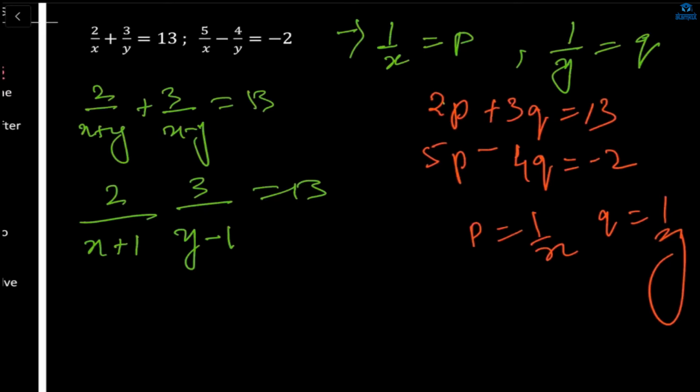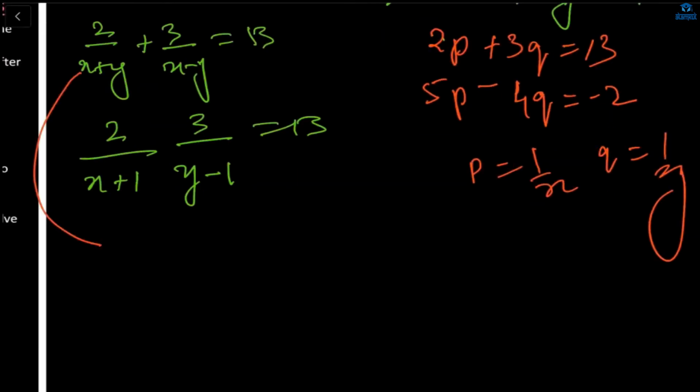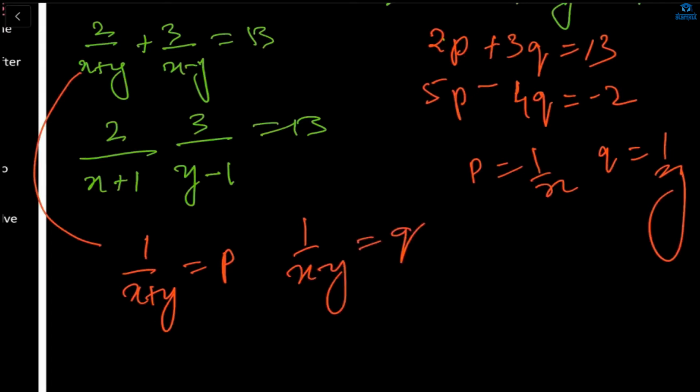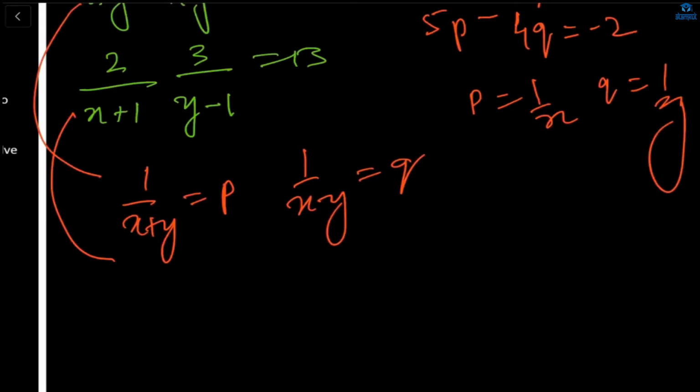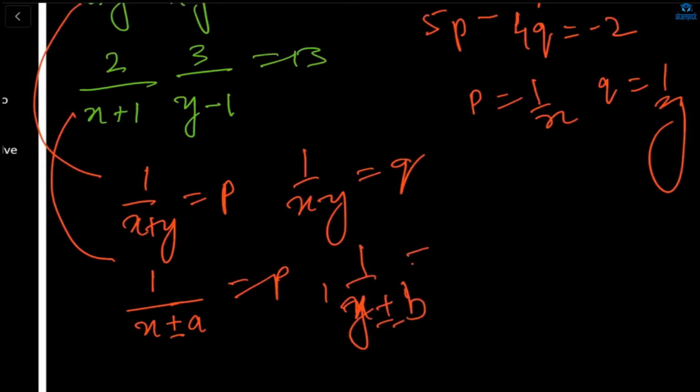Similarly, for these you are going to assume 1 upon x plus y is equal to p and 1 upon x minus y is equal to q. It is actually a general format I'm writing: 1 upon x plus or minus a is equal to p, and 1 upon y plus or minus b is equal to q. You can assume this and make the equations linear, and after that you already know the steps.